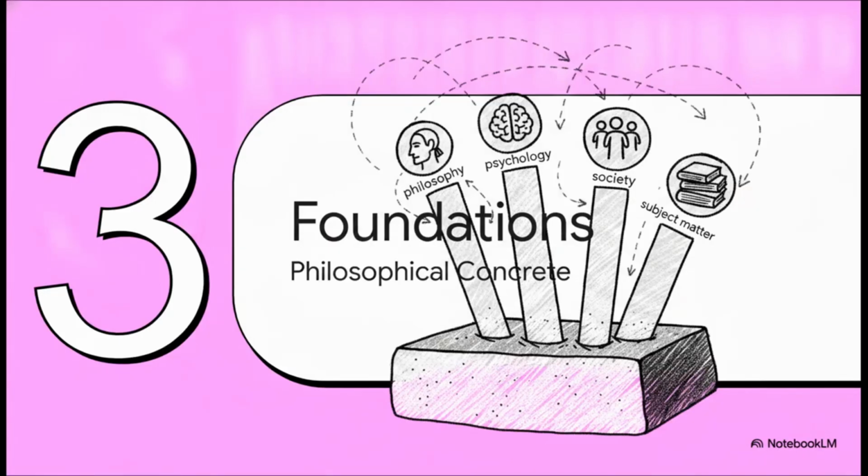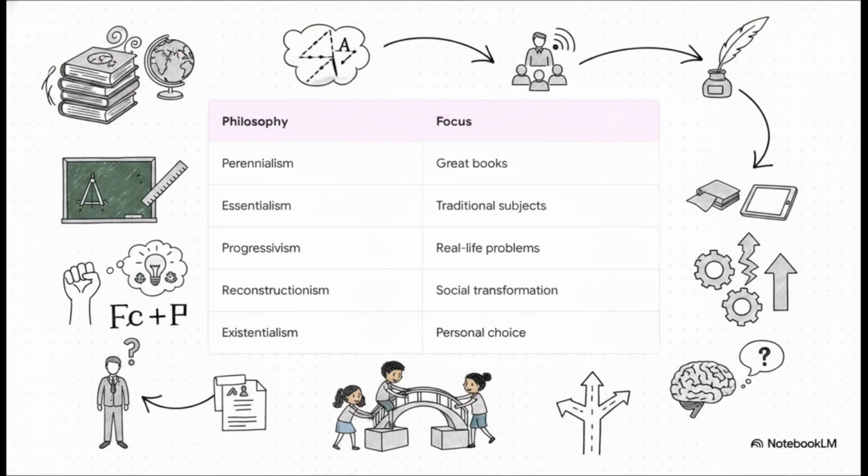All right, moving on to part 3, foundations of curriculum, the philosophical concrete. Now that we've exposed those invisible forces, we need to look at the heavy, concrete foundation that every curriculum is poured onto. Let's break down the core focus of each major educational philosophy. Perennialism, that's all about great books and timeless, universal truths. Essentialism focuses heavily on traditional subjects and structured direct instruction. Then you have progressivism, which tackles real-life problems through learning by doing.